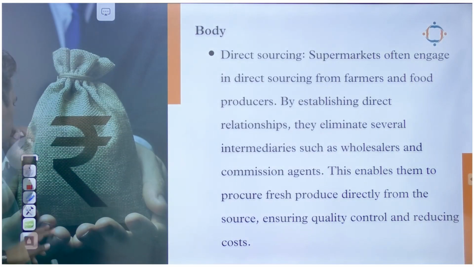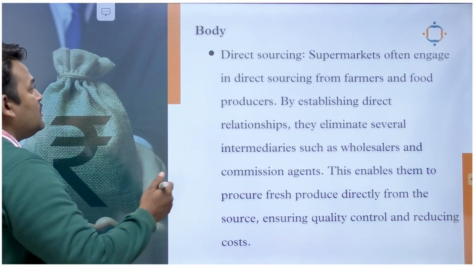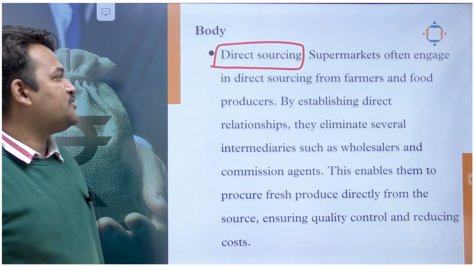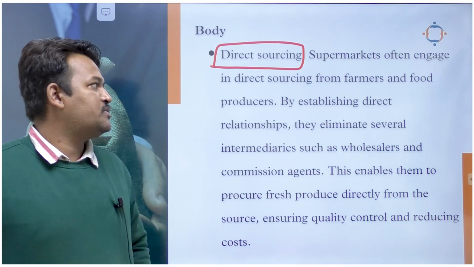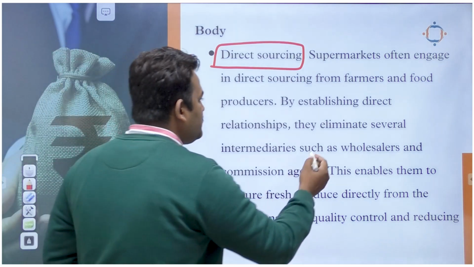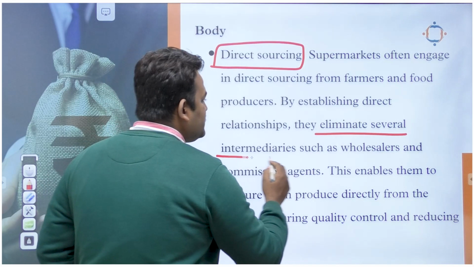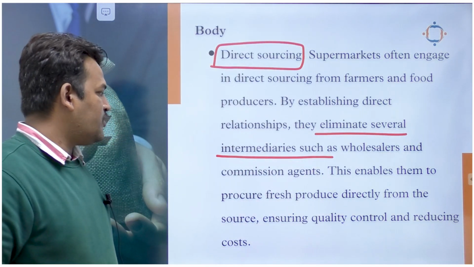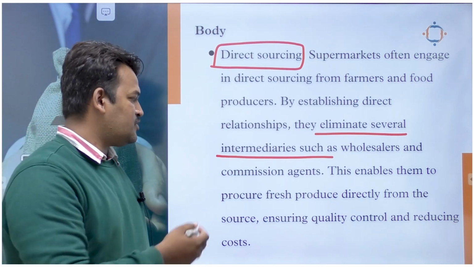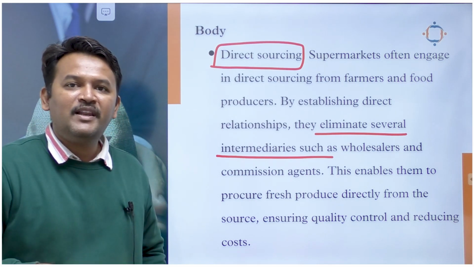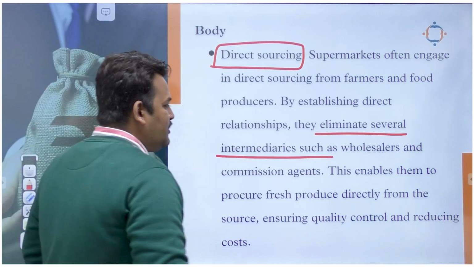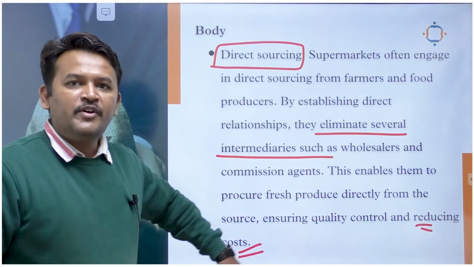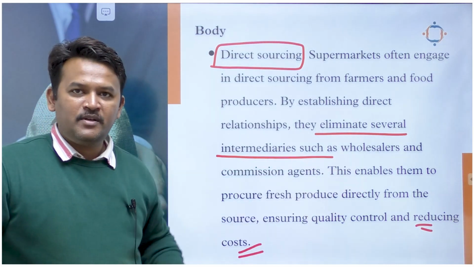When we come towards the body of the question, the first thing is direct sourcing. Supermarkets often engage in direct sourcing from the farmers and food producers. By establishing a direct relationship, they eliminate several intermediaries such as wholesalers, commission agents, retailers. This enables them to procure fresh produce directly from the source, ensuring quality control as well as, most important thing, reducing the overall cost of that particular commodity. And this is going to benefit our final consumer as well.